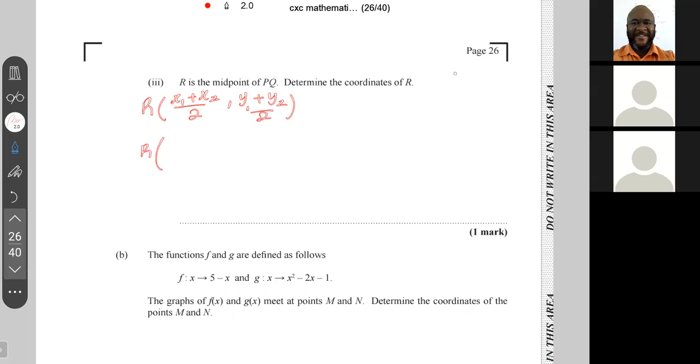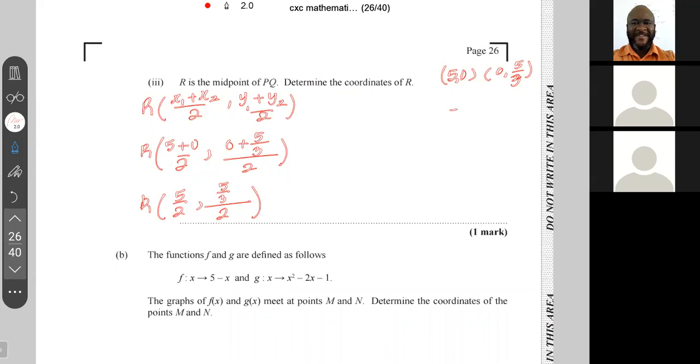So the first point is (5, 0), and the next point is what? (0, 5/3). So x1 is 5 plus x2, which is 0, over 2, comma, y1, which is 0, plus y2, which is 5 over, it's not 5 over 2, it's 5 over 3, over 2. So R is 5 over 2, comma, (5 over 3) over 2.